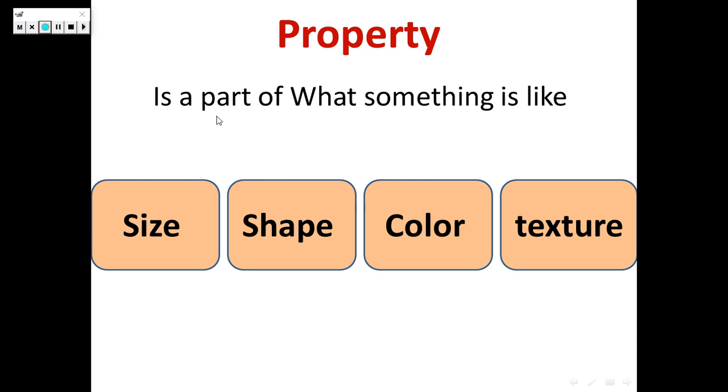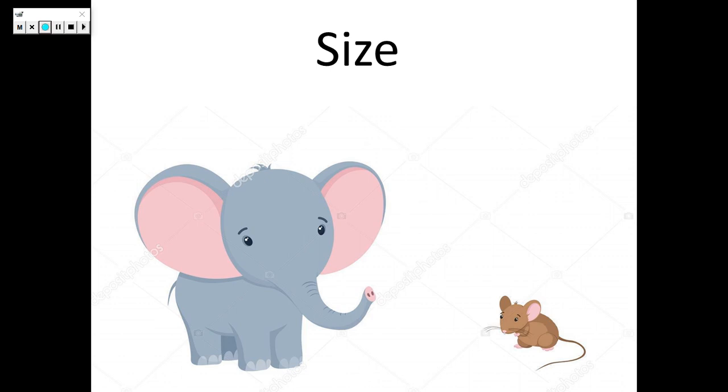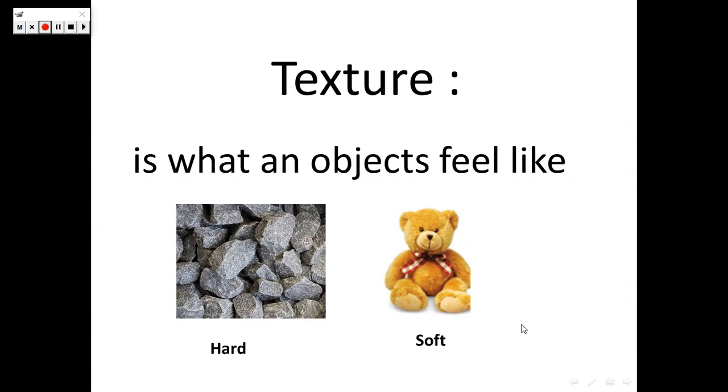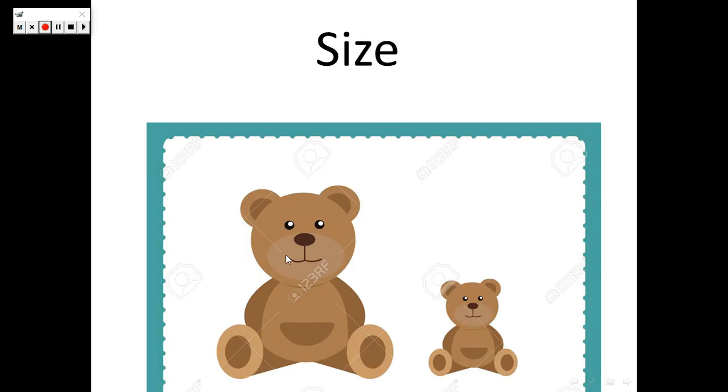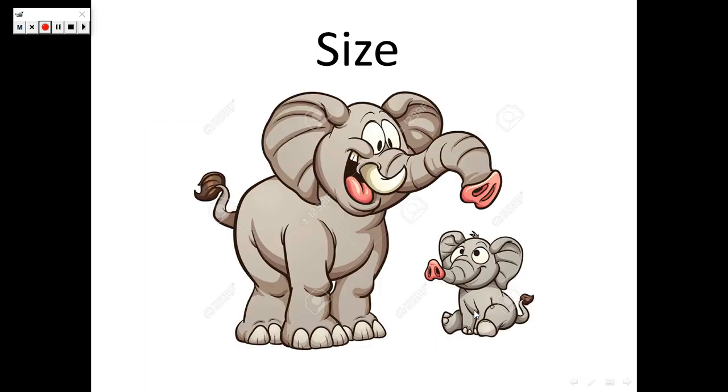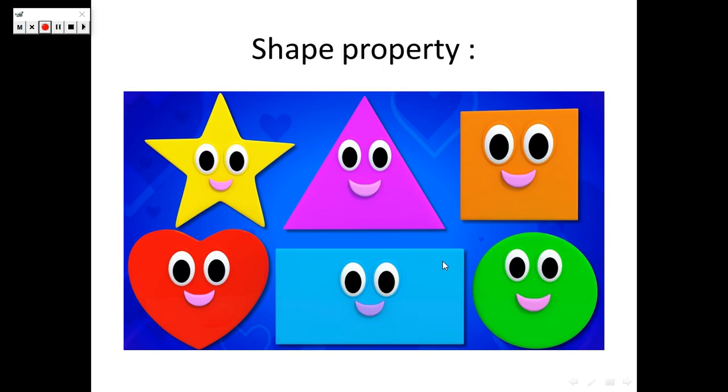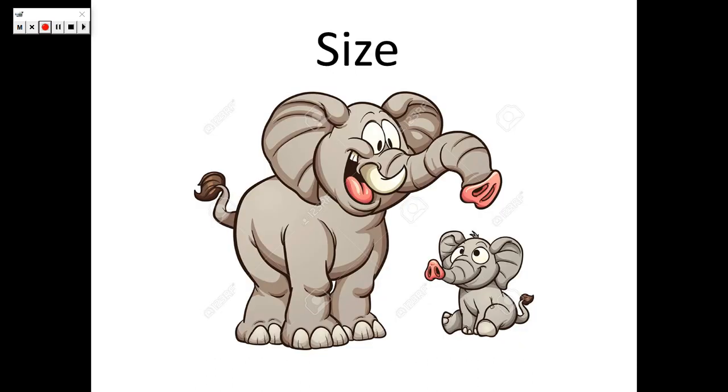So the property of matter is a part of what something is like. For example, the size of the matter. The matter can be very big like this elephant, or it can be very small like this mice. The size can be very big like this dog, or very small like this cat. This is for the word size.